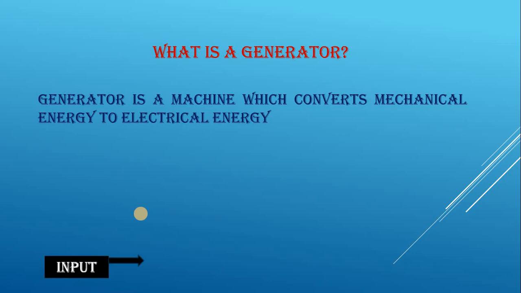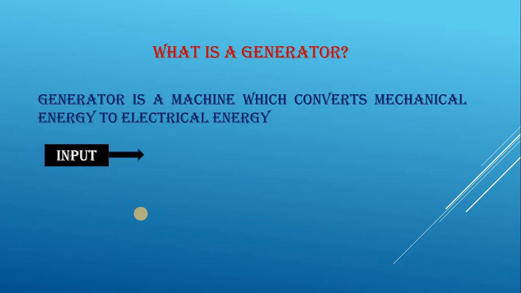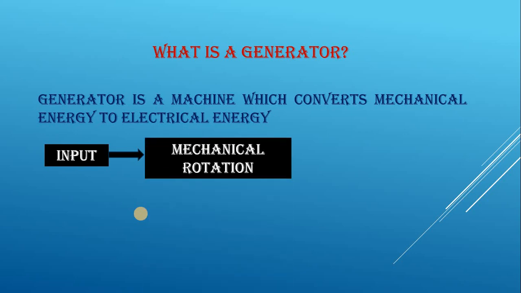So what is the input to a generator? Input is mechanical energy. So input to a generator is mechanical rotation. The rotating part of the generator is rotated by using a prime mover. The prime mover may be a water turbine which is driven by water stored in a dam, or it may be a wind turbine driven by the wind velocity or anything.